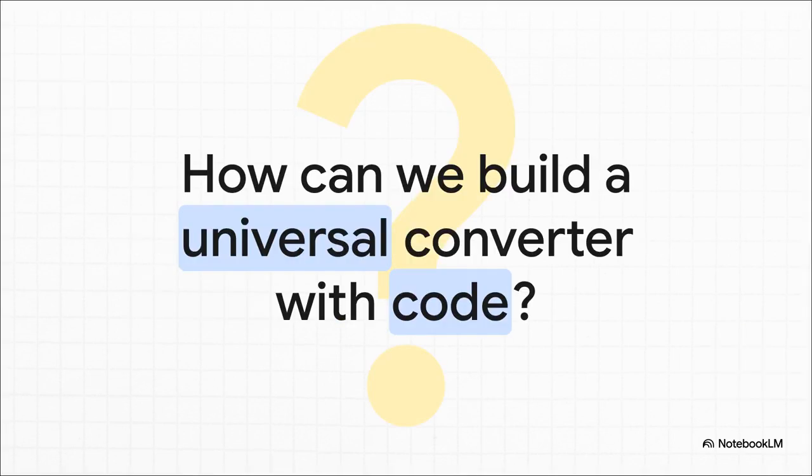So, the challenge is pretty clear. How can we build one single flexible function that can convert from any of these kitchen units to any other one? Well, the answer is all about tapping into some of Elixir's most powerful and, honestly, most beautiful features.